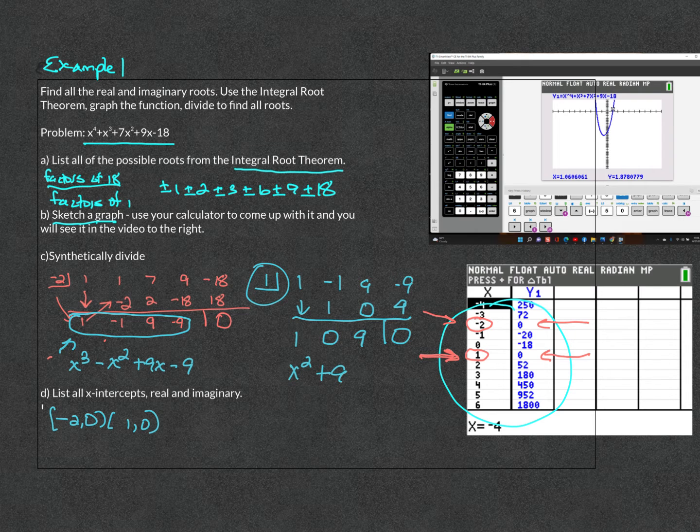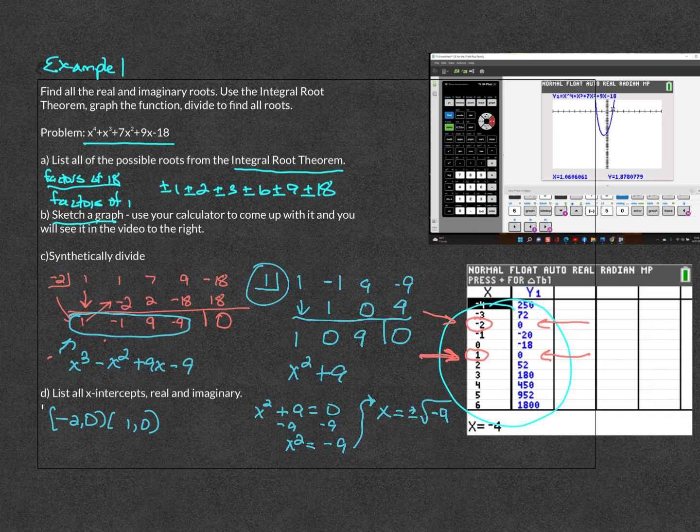And then we have to figure out, well, with x squared plus 9, let's just set it equal to 0. Okay, so I'm going to subtract 9. So x squared now equals a negative 9. Now, I'm going to give you a second and think about that. I have to take the square root. So x is going to equal plus or minus the square root of a negative 9. And you need to take a second and figure out what that is.